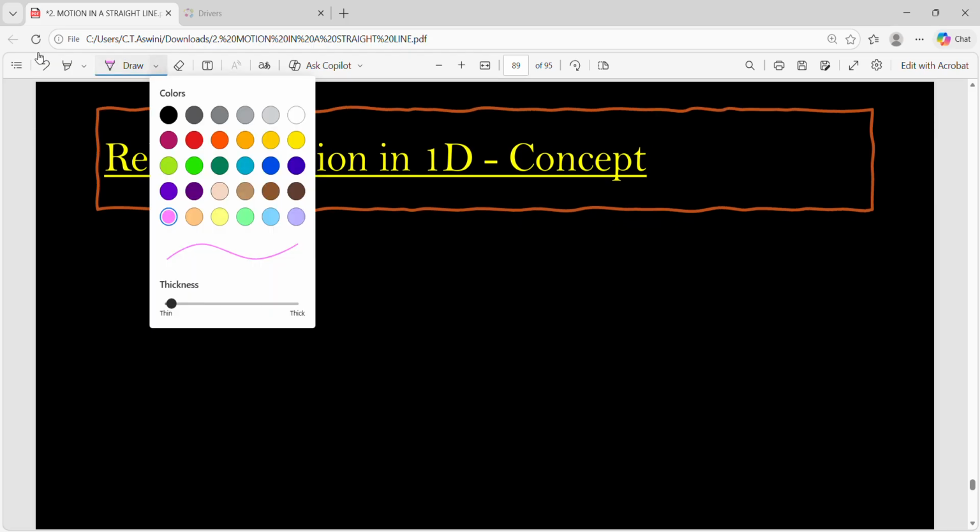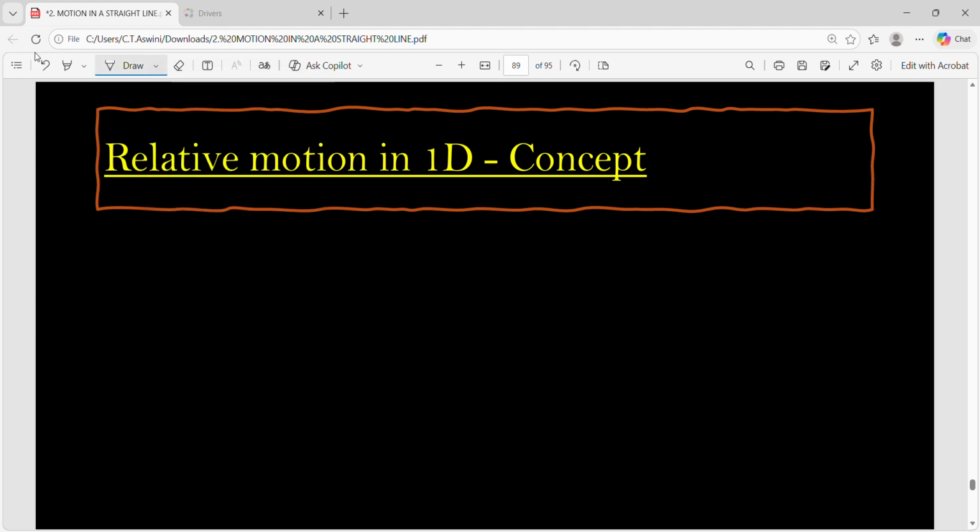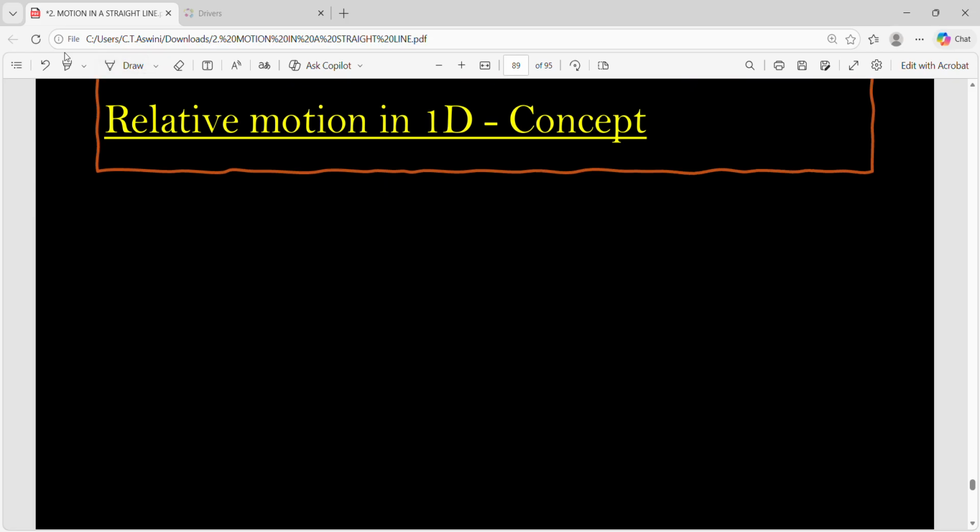Now we will see relative motion in 1D. Take half minute time and just think, what is this relative motion? Relative means what? Comparing one with the other. Relative motion in 1D. Our chapter is motion in a straight line, so this is a one dimensional concept. What is this relative motion? Let's understand.